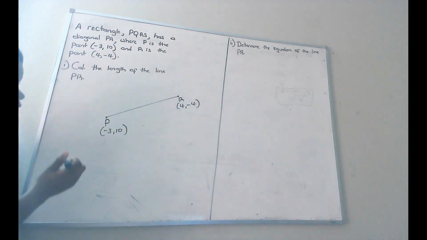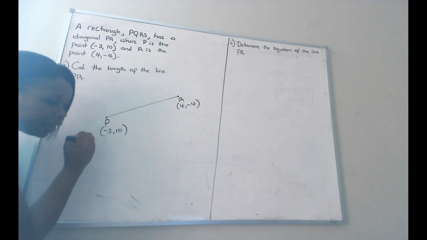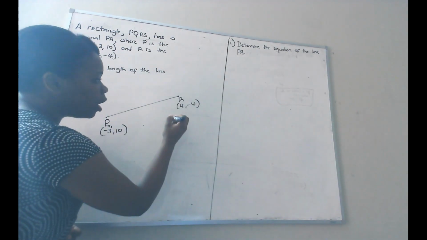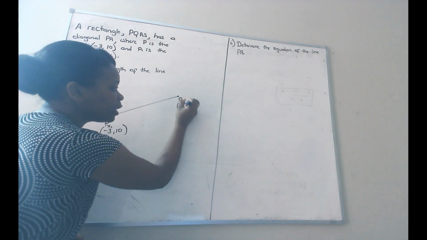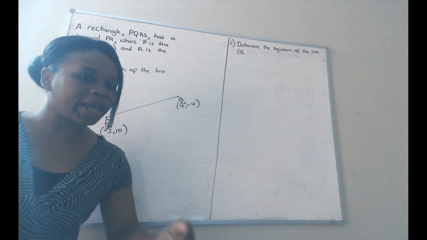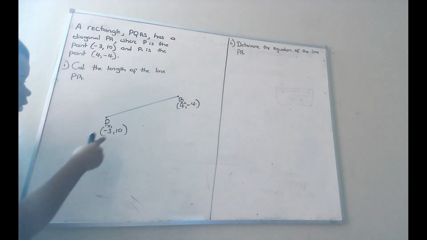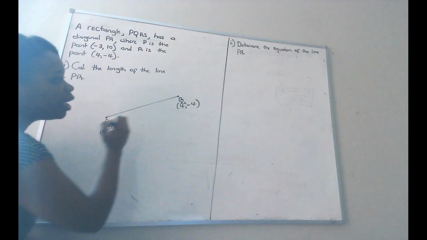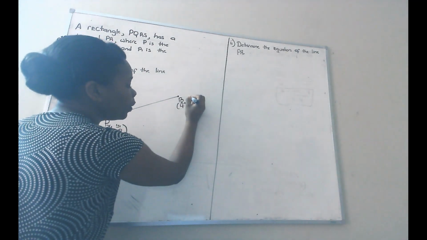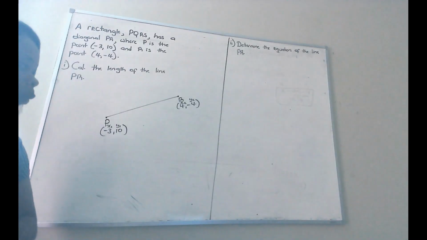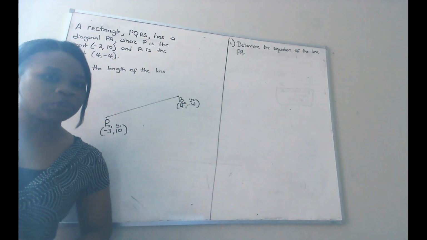So at point P, this is my x coordinate, but I'm going to call it x1. And at R, this is going to be x2. So x always comes before y. Then at point P, this is going to be y1. And at point R, this is y2. Once you've done that, we're good to go.